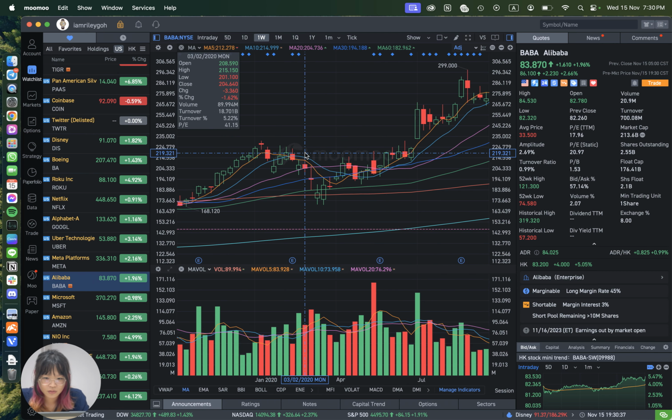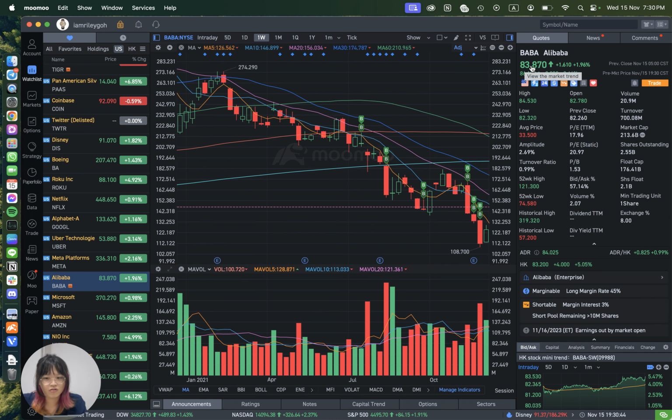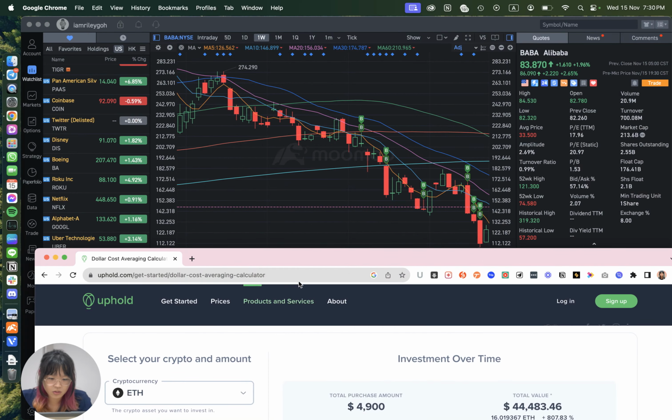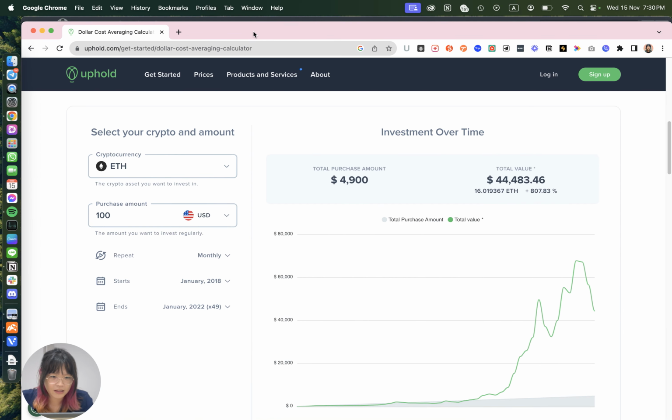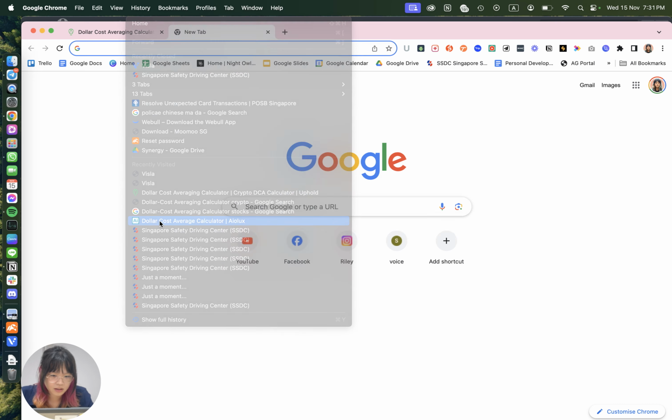If you look at the pricing, it was $206, and now it's worth like $83, $84. It's a huge loss in terms of paper value. So let me use another calculator. The one I just found earlier was, let me see, dollar cost, this one.